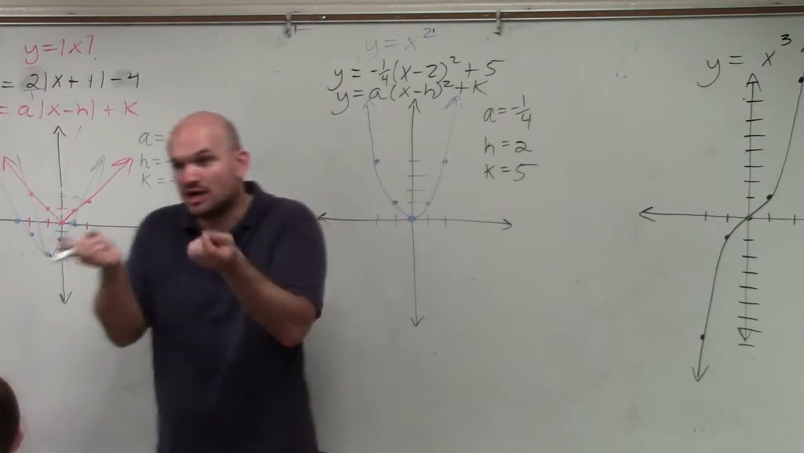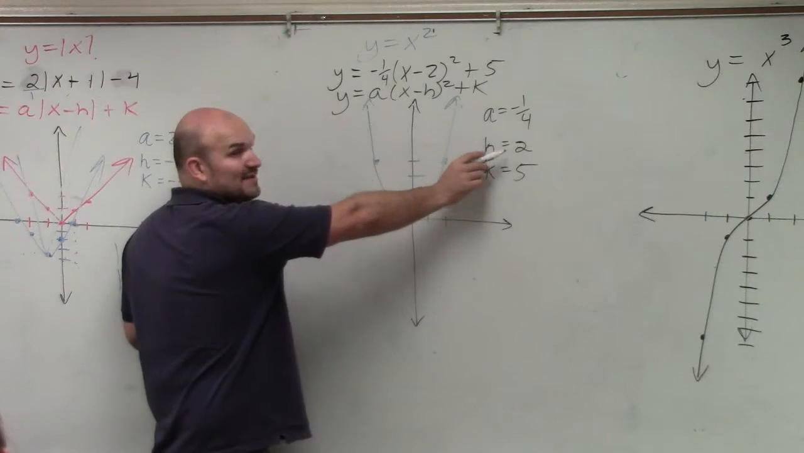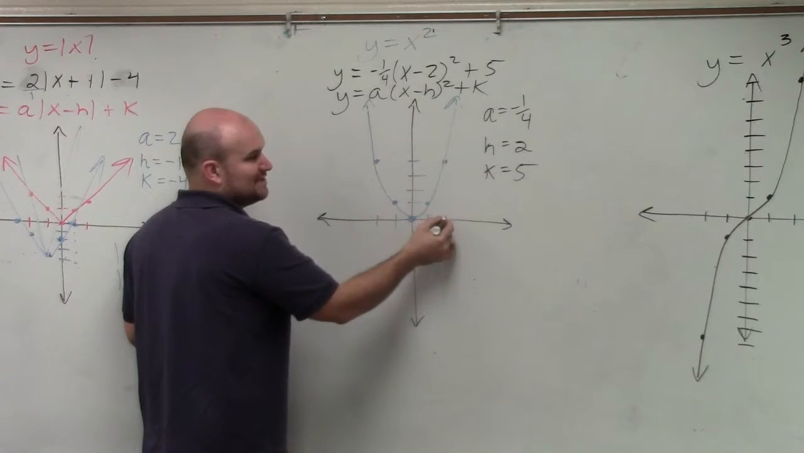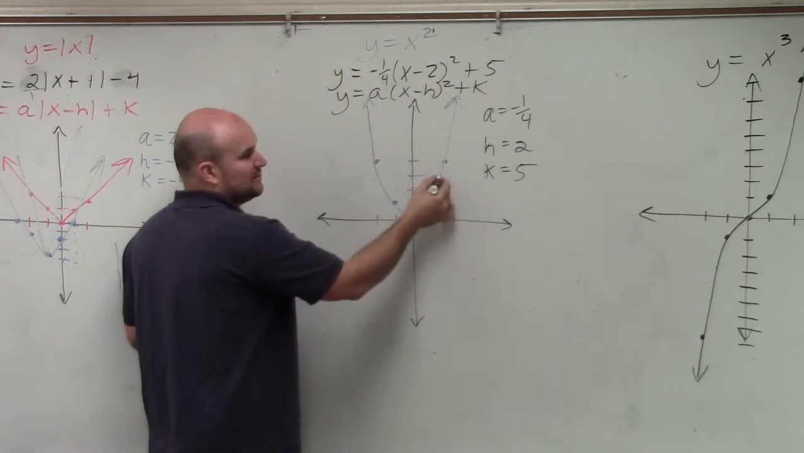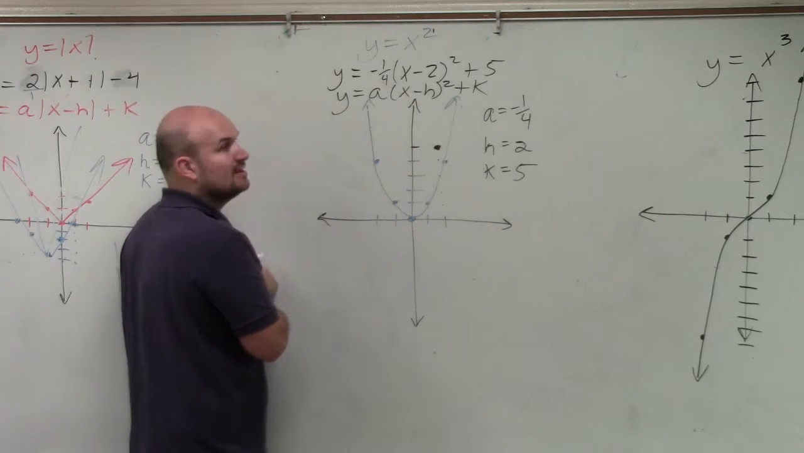Then, again, what is our focus? Our focus is our vertex. We can transform the vertex first. So my graph, h is 2. So my graph is being shifted 2 and then up 5. 1, 2, 3, 4, 5. So now that's my new vertex.